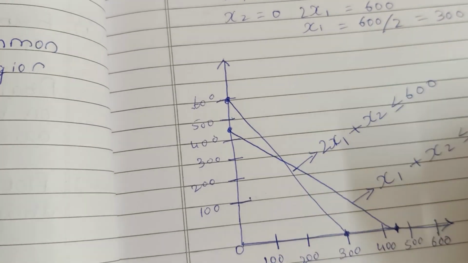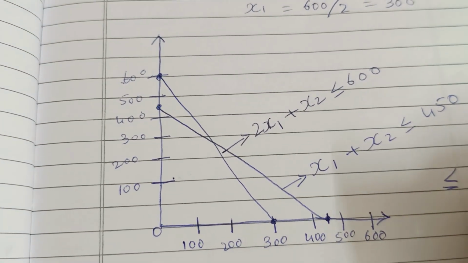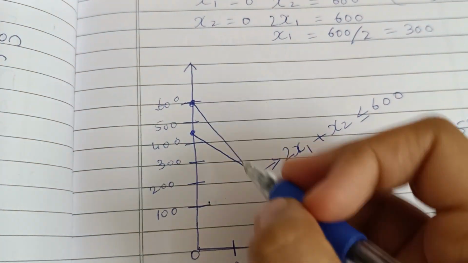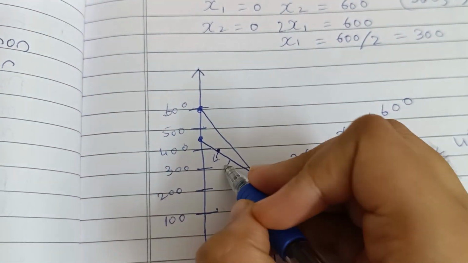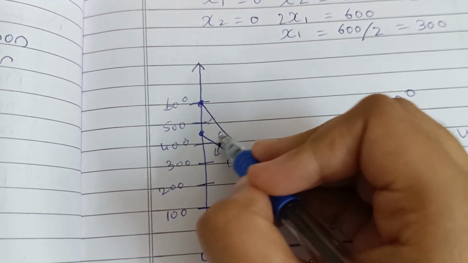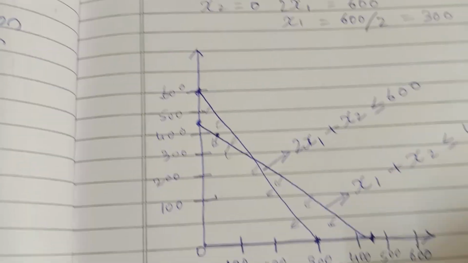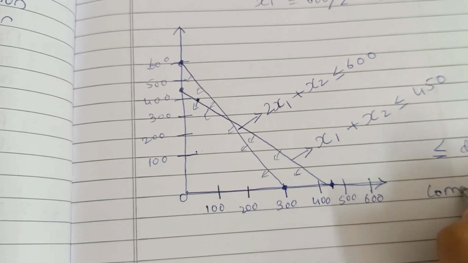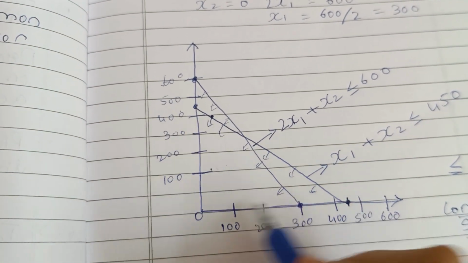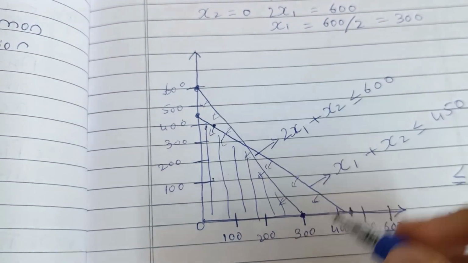Next, to find the feasible region, when the symbol is less than or equal to, make a down arrow, which means draw a down arrow here. All these are down arrows for this equation and also for this equation. Now find the common space. The common space is the feasible region. Here the common space is this.